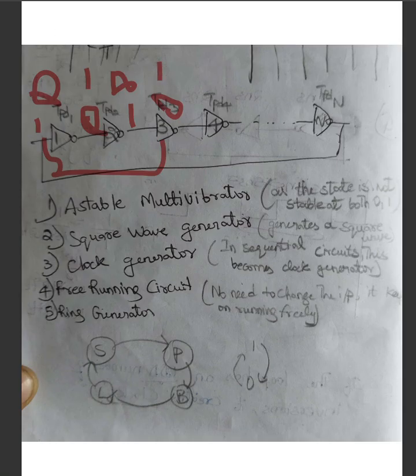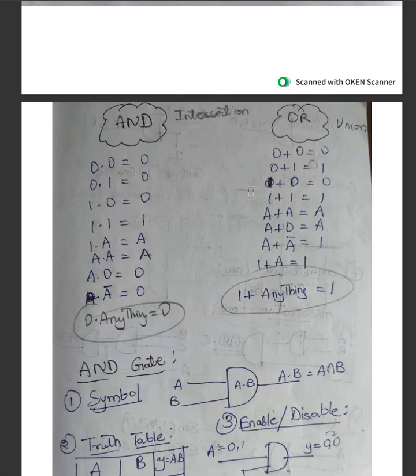So it is basically an inverter, right? Whatever you give, the same output will not come. So it's an astable multivibrator. It generates a square wave, and it acts like a clock generator. You will see more about this clock in sequential circuits. Then the free running circuit, ring generator. Okay, so this is this.